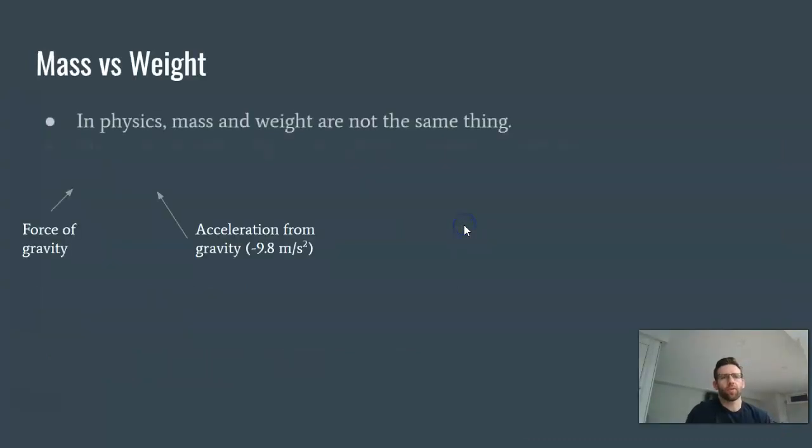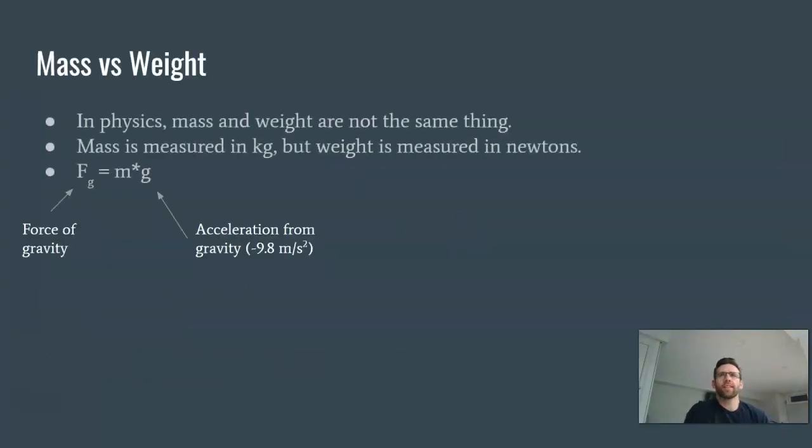And not even just falling towards Earth, but anything that is attracted to the center of our Earth, we can calculate the force of gravity on that object. So in physics, mass and weight are not the same thing. We can't just use those terms interchangeably from here on out. We have to be very specific about which term we are using. In physics, we measure mass in kilograms, but we measure weight in newtons. So if you're talking about how much something weighs, you really should use newtons.